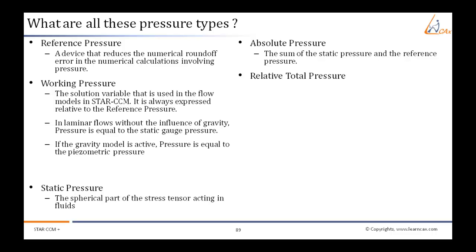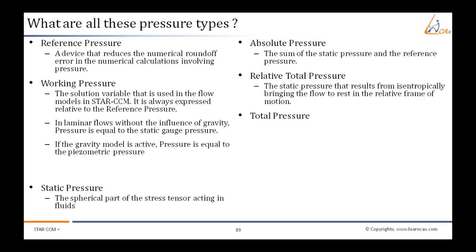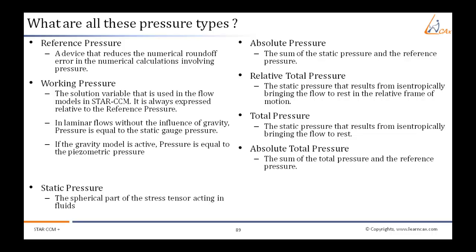After this, we have relative total pressure. This is the static pressure that results from isentropically bringing the flow to rest in the relative frame of motion. Next is the total pressure, which is the static pressure that results from isentropically bringing the flow to rest. Finally, there is the absolute total pressure, which is the sum of the total pressure and the reference pressure. So this was all about different pressure types. Now let us see how to input some of these values.